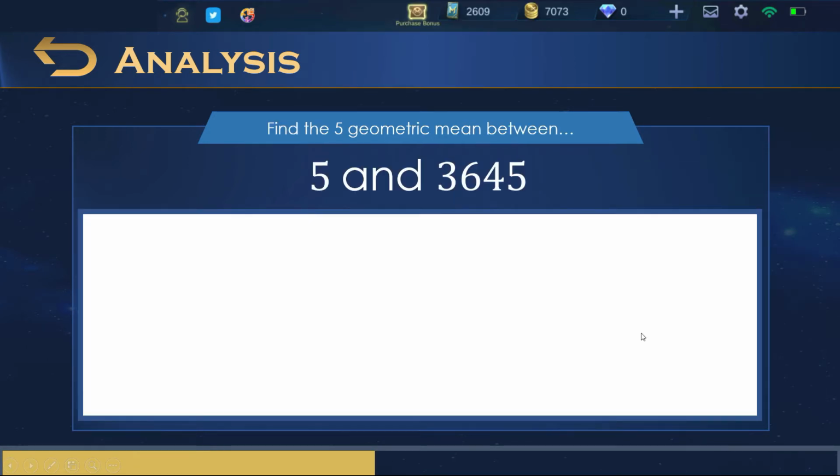Now, let us try to find the 5 geometric means between 5 and 3,645. I'll give you 1 minute for you to look for the 5 geometric means of this sequence.